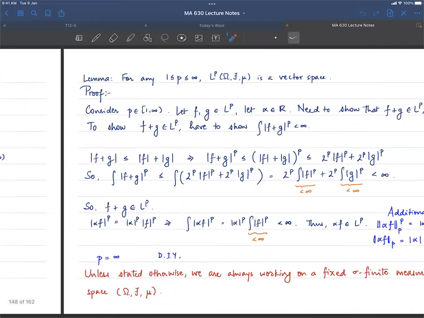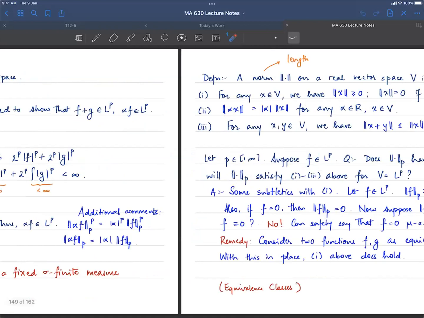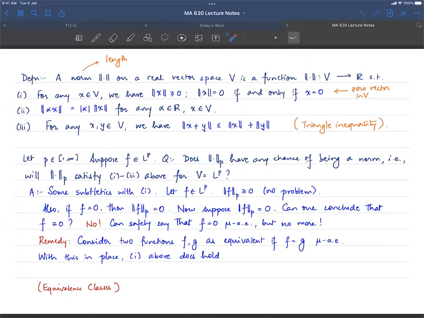So what are some of the things we did? First thing we said is that, remember that if the norm of f is 0, you cannot conclude that f is 0 everywhere. You can only conclude that f is 0 mu almost everywhere. So the way you get around this is you think in terms of equivalence classes. You say, I will consider two functions equivalent if they agree, except on a set of measure 0. In other words, if the function which is always 0 and the function which is 0 almost everywhere are considered the same thing. So if you do that, then you have some chance of making this thing a norm.